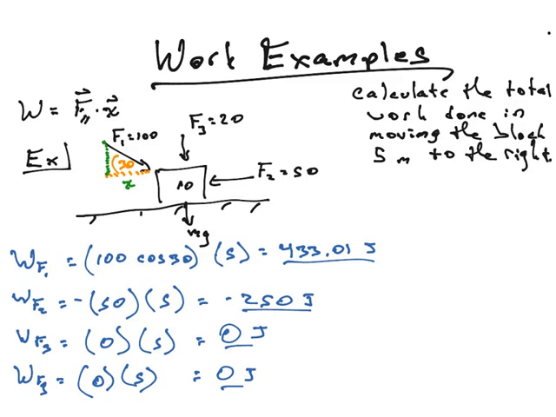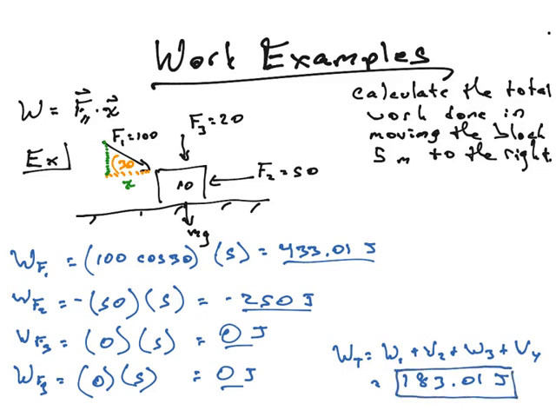Now we've got all the forces laid out, all the works calculated for each one of the forces. The total work is, of course, work 1 plus work 2 plus work 3 plus work 4. Calculate it out, and we get 183.01 joules. So the total work done in moving this box, because of all the forces acting on it, is 183 joules.